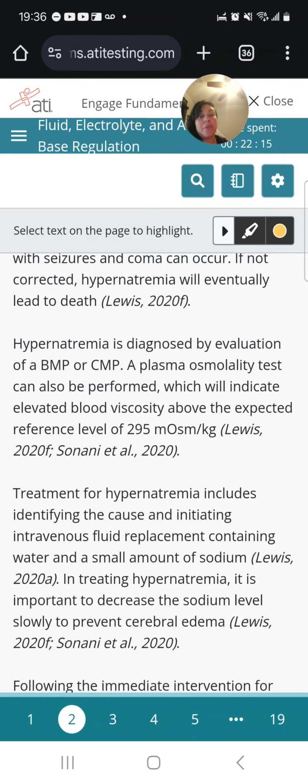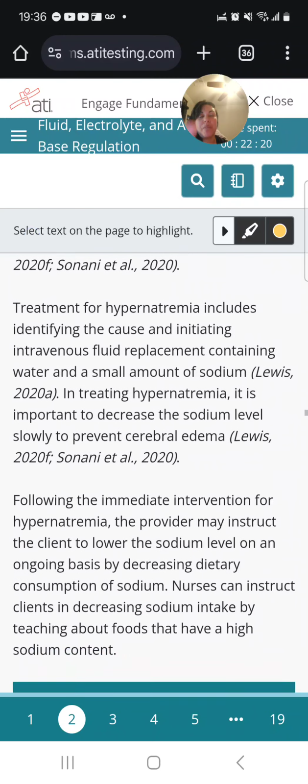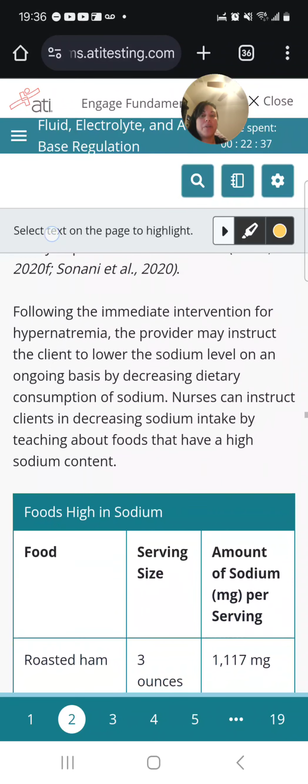For hypernatremia, a BMP or a CMP can be used to diagnose it. Treatment for hypernatremia includes identifying the cause and initiating intravenous fluid replacement containing water and a small amount of sodium, and decreasing the sodium levels slowly to prevent cerebral edema.